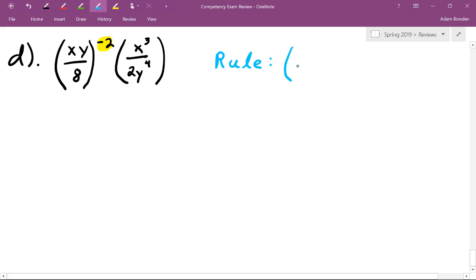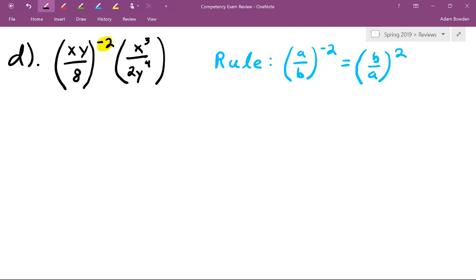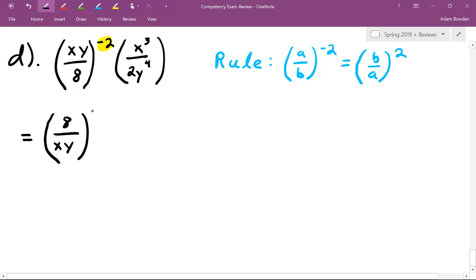So here's an exponent rule we can use. If you have a fraction being raised to a negative power, we can make it into a positive power merely by flipping around the fraction. That's also called the reciprocal. So if we flip it around to the reciprocal, we can take the negative power and change it into a positive power. And so that's what I'm going to do here. I'm going to flip this around to be 8 over xy, and then that's going to be raised to the positive 2 power instead.